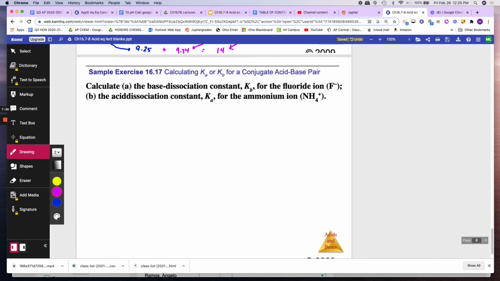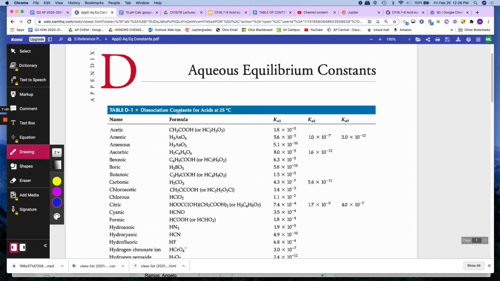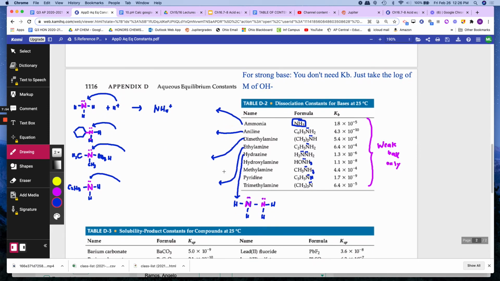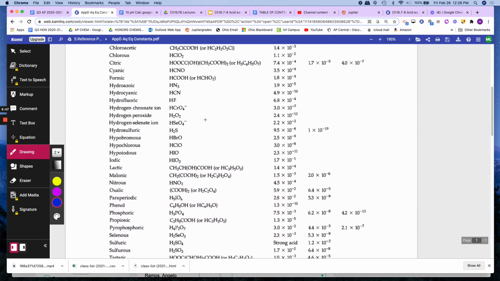So here's an example problem. Calculate the base dissociation constant Kb for the fluoride ion. So let's go ahead and think about the fluoride ion. If you look for Kb in the chart, in the appendix, remember, these are all the Kas up here, dissociation constants for acids, and these are the dissociation constants for bases. And if you try to find F minus, you won't find it. And the reason is you don't need to find it, because all you have to do is look for its conjugate acid. The conjugate acid of F minus is HF. So all you really need is this number, which is Ka. Okay, 6.8 e negative 4.